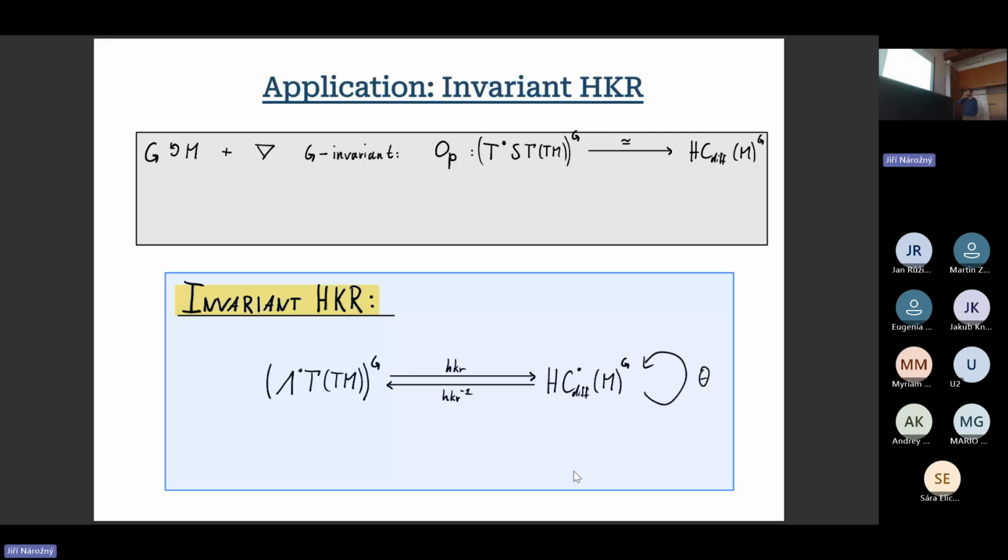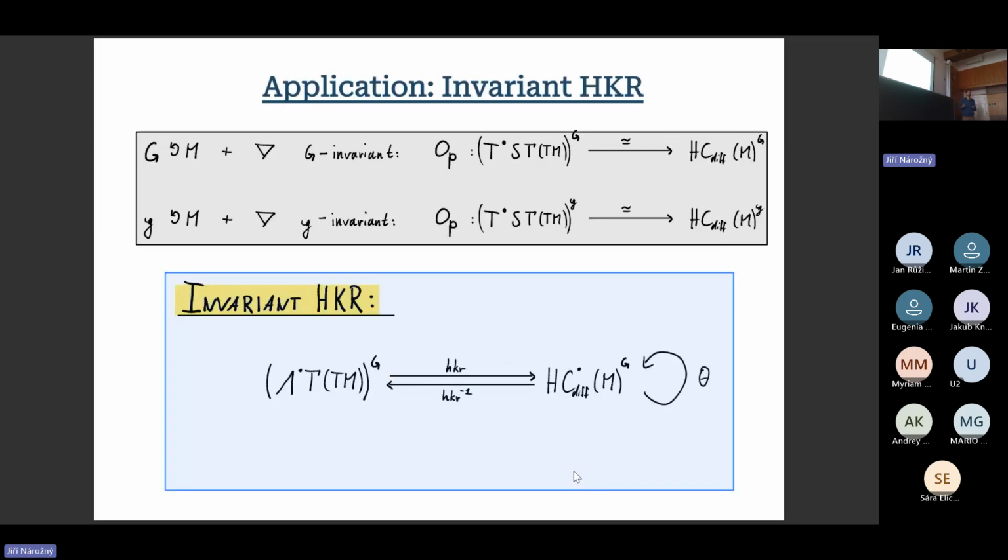There were some results by Miaskivsky a few years ago, who computed the invariant Hochschild cohomology in the case of a proper Lie group action. But he really used the properness, in the sense that he had to average over the orbits. In general, for a general Lie group, you cannot do that, but with this construction it's immediate, just by functoriality. If we can do it for a Lie group, we can also do it for the algebra.